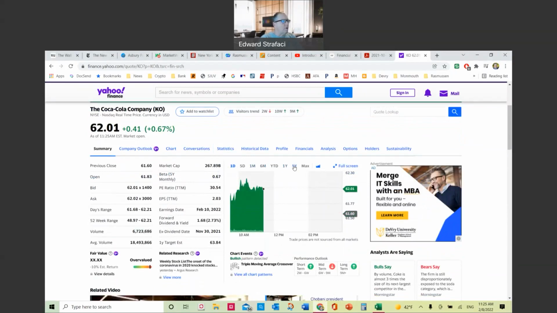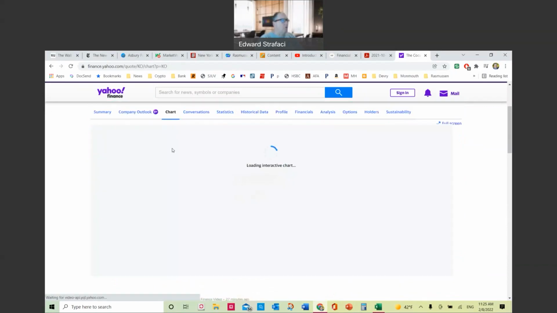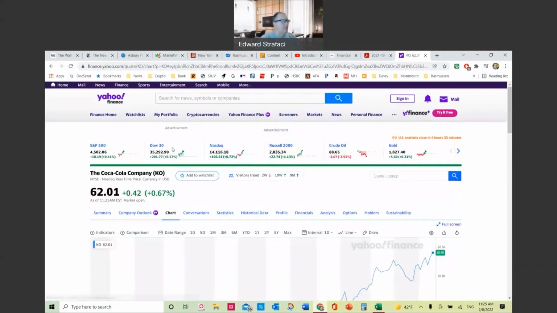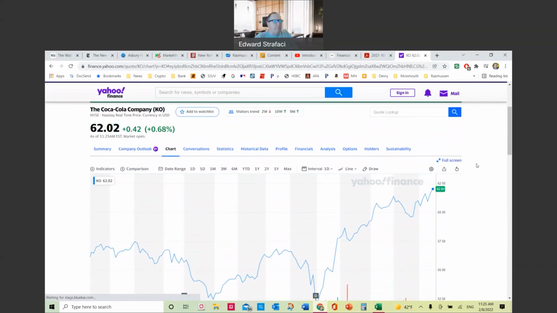Because there's no reason, when the market is doing really well, for investors to buy more Coca-Cola, because let's be honest, it's not an expensive product. But how much could you drink of it?